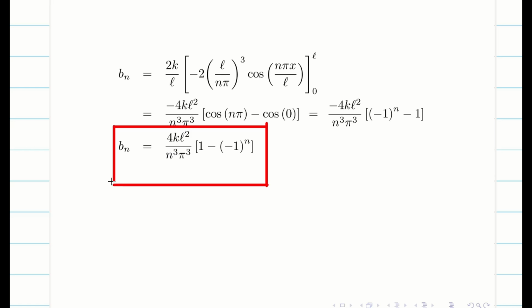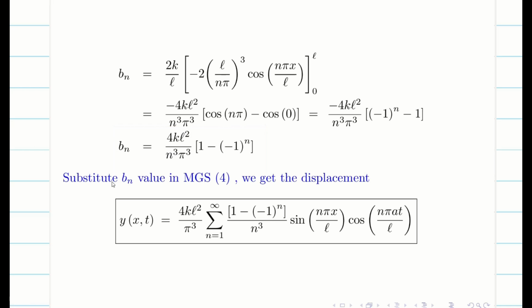Substitute this Bn in equation 4. We'll be getting the most general solution for the given problem. Since 4k L square by pi cube are constants, I took them outside. Hope you understand. Let us go into another problem.